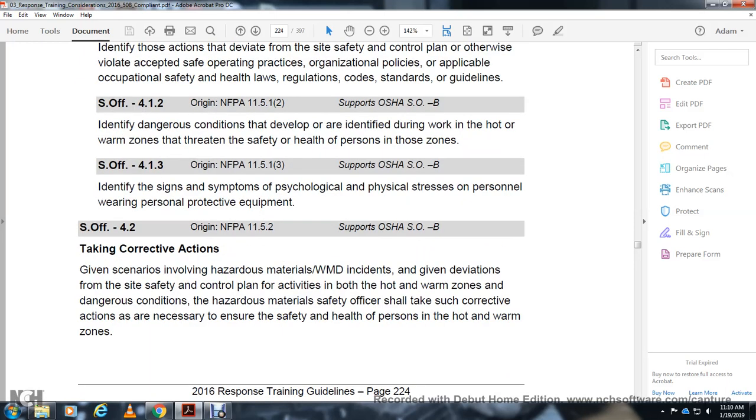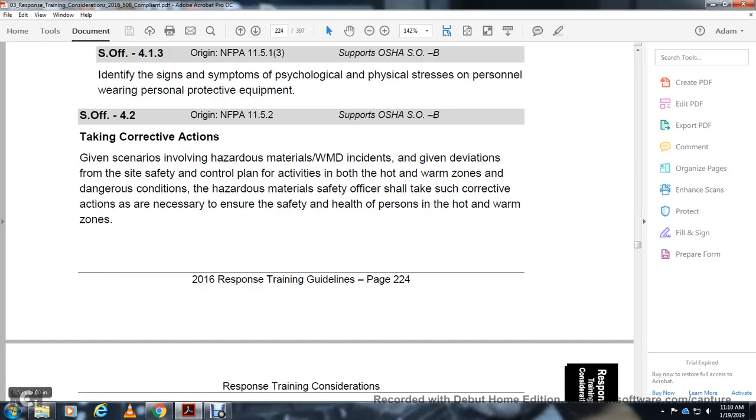Take corrective action. Given the scenario involving hazmat material weapons of mass destruction, and given a deviation from the site safety control activity in both the hot and warm zone, a dangerous condition exists. Hazmat safety officers should take the corrective action necessary to ensure the safety and health of the persons in the hot and warm zones.